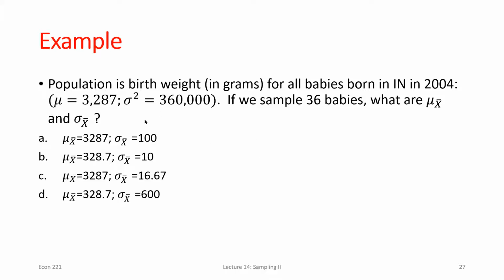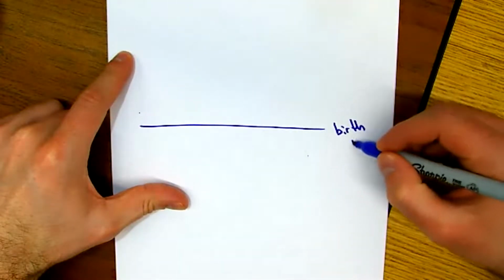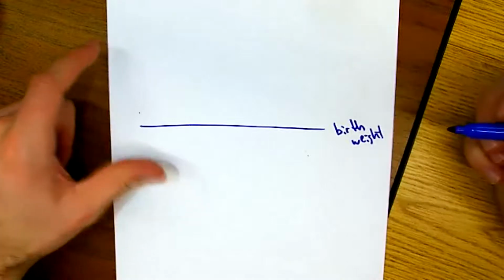So let's say I have every birth in Indiana in 2004. I have this data set. I can calculate the mean and I can calculate the variance. So if I sample 36 babies from this population, what would the mean of those sample means be for samples of size 36, and what would the standard deviation be? Okay. So what's this going to look like visually? We're going to start out, we have this variable x, which is birth weight.